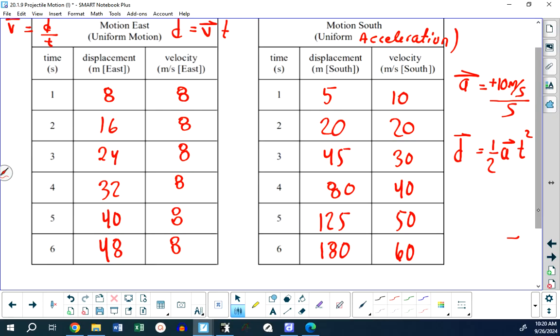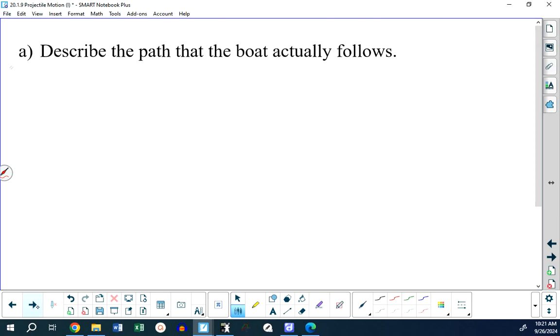What is happening to the distance traveled as time goes on? It increases. Why does it increase? Because the speed is greater. So we're not going to have the boat traveling in a straight line because it's uniformly moving in the east direction in terms of distance, which is called uniform motion, but it's accelerating in the south direction. So describe the path that the boat follows.